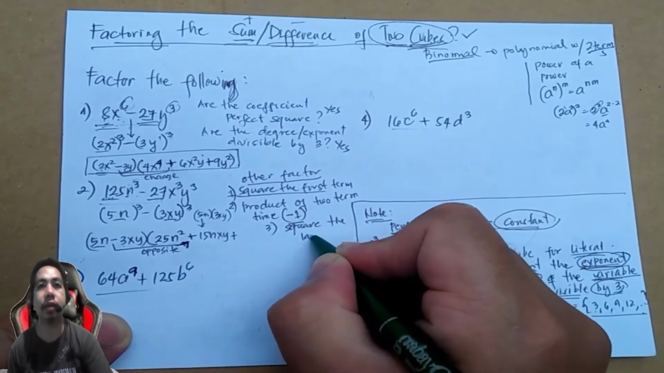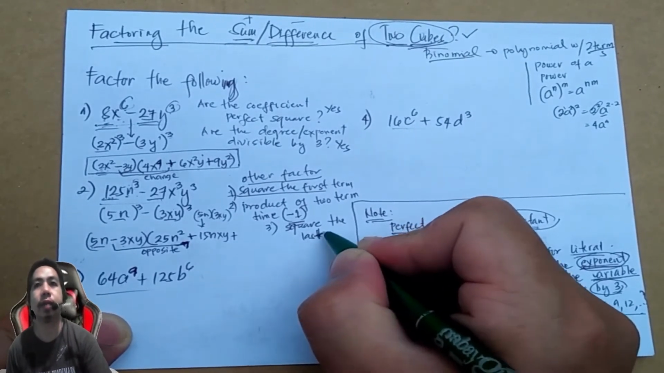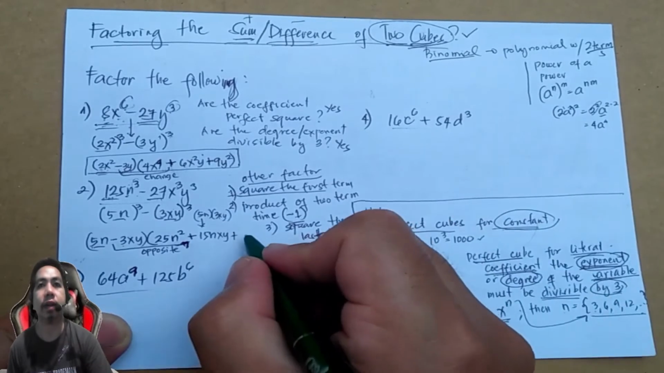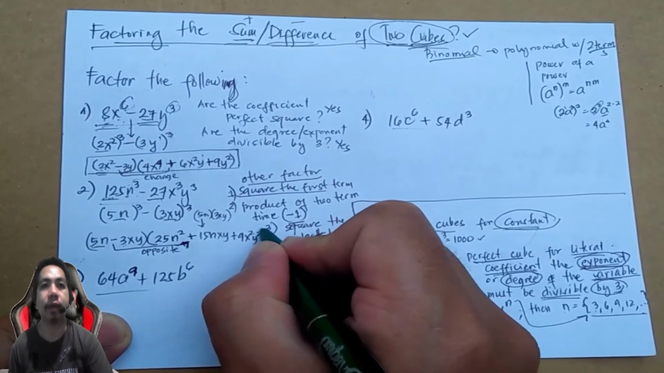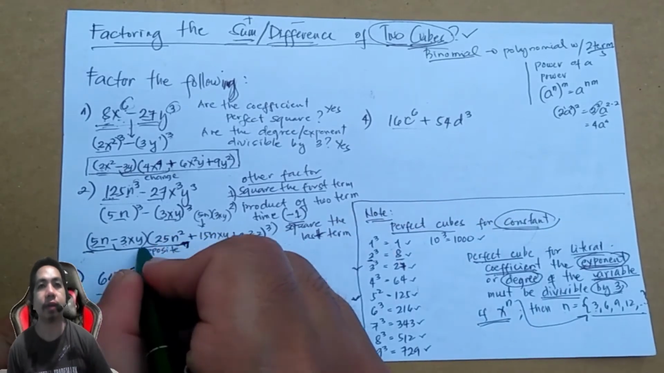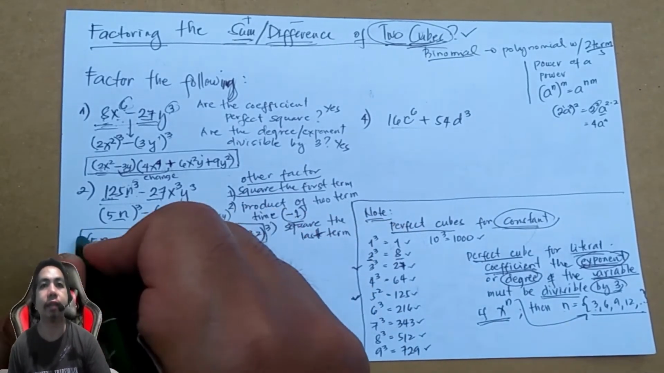Square naman niyo yung last term ng trinomial natin. So, square natin to. So, we have 3 squared, that is 9. Then we have x squared. Then we have y squared. So, this will be the final answer.